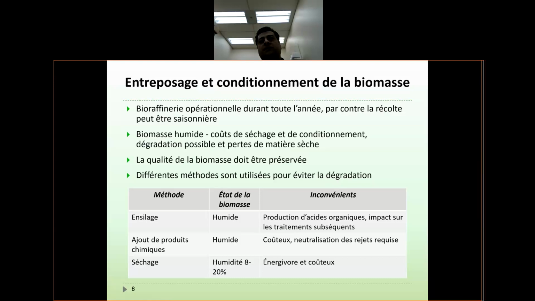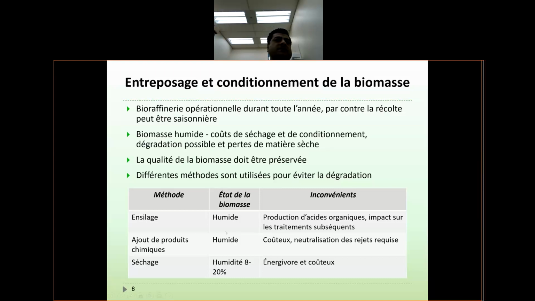You have to store your biomass nicely, but you have to pay attention to one important thing. The quality of the biomass has to be preserved. You cannot do any type of storage that can damage the quality of the biomass for the conversion plant. Anyway, there are some storage and conditioning practices. The most common ones are listed in this table.